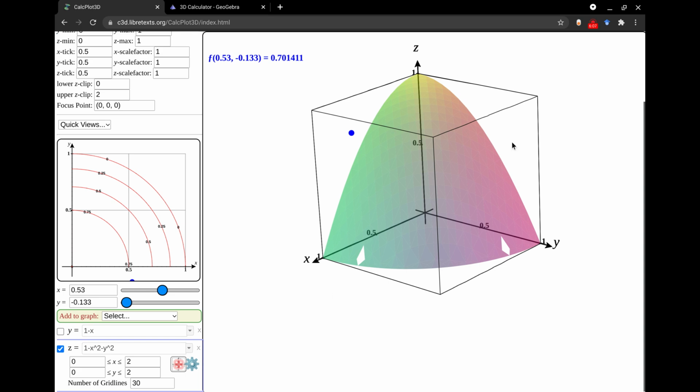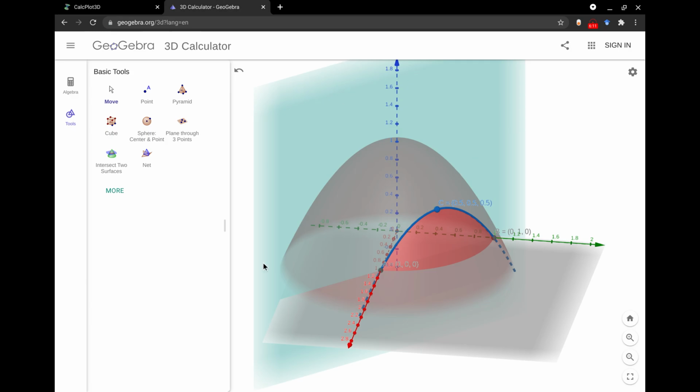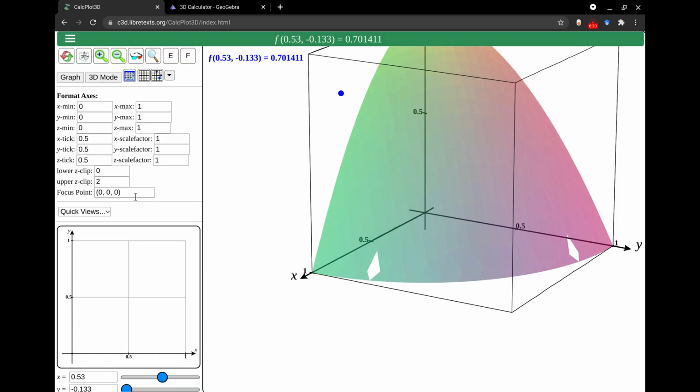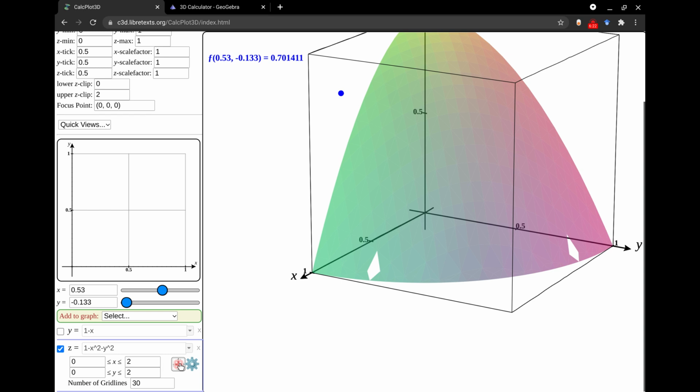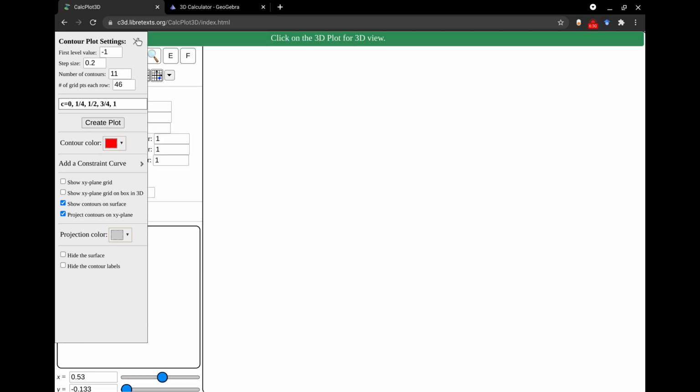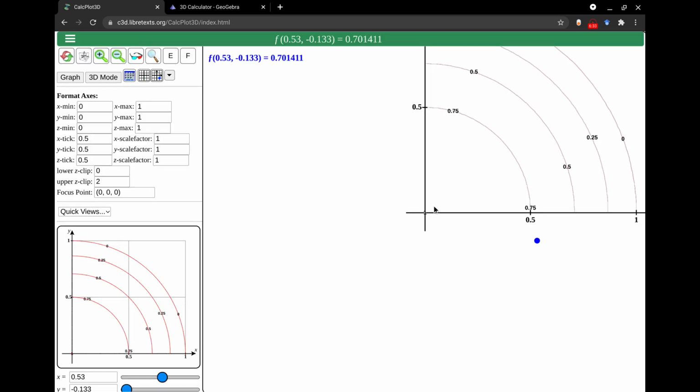So here's the surface z equals 1 minus x squared minus y squared. That's that red bowl shape that I started the GeoGebra plot with. And what order do I want to do this in? Okay, we're going to introduce the idea of the contour lines real quick. So I'm about to show our contours on the surface and on the XY plane.